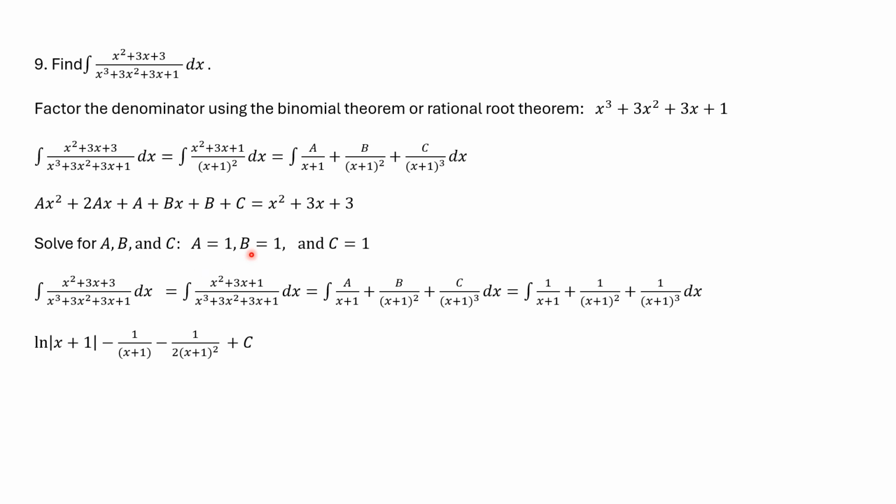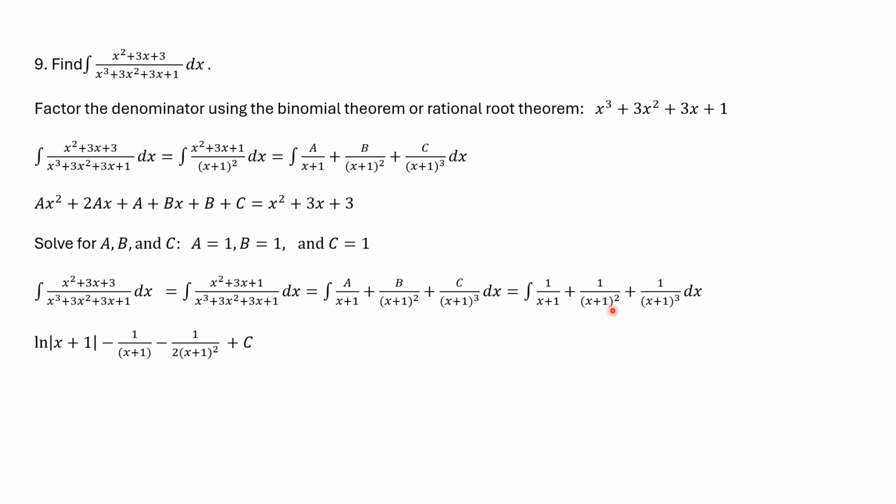So we're going to find that a equals 1, b equals 1, and c equals 1. And so I'm going to have the integral of 1 over (x plus 1), 1 over (x plus 1) squared, and 1 over (x plus 1) cubed. So that's going to be the natural log of the absolute value of x plus 1.